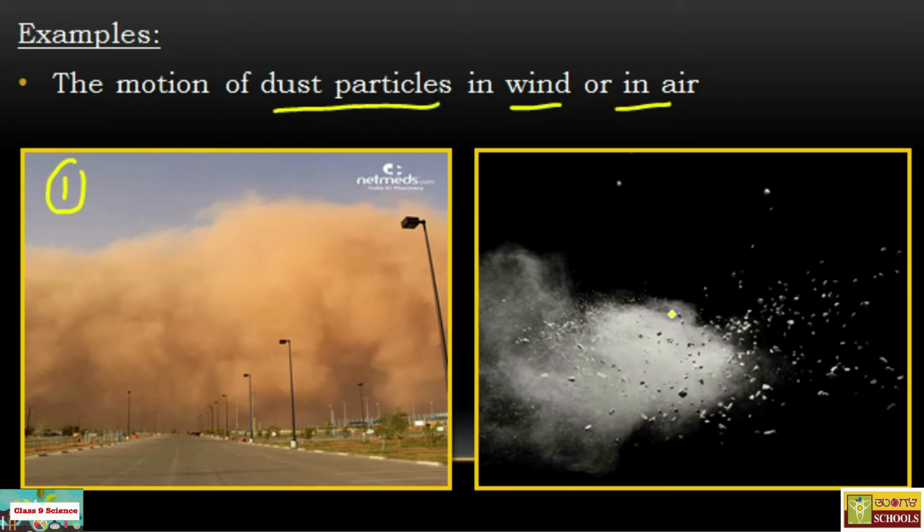Similarly, we have another picture, the second picture. It is also a randomly arranged motion, that is, a random motion. The particles here are also moving randomly. So this is the first example, motion of the dust particles in wind or in air.